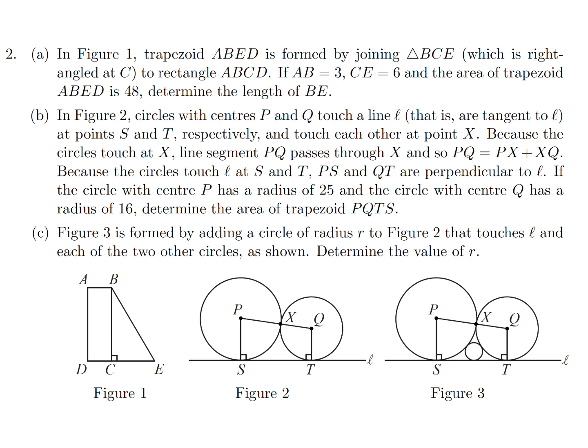In figure 1, trapezoid ABED is formed by joining triangle BCE to rectangle ABCD. AB is 3, CE is 6, area of the trapezoid is 48. Determine the length of BE.